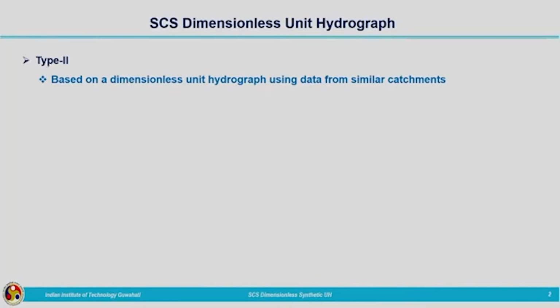This comes under the category of type 2, that is based on a dimensionless unit hydrograph using data from similar catchments. This method was also developed in the US, where different unit hydrographs from different catchments have been developed and an average unit hydrograph is proposed. Based on that, a dimensionless unit hydrograph is derived, and the corresponding hydrograph and data are given in all the textbooks which explain this topic.